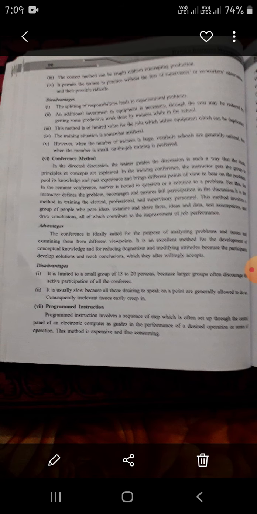Next, programmed instruction, the seventh method. Programmed instruction involves a sequence of steps which is often set up through the central panel of an electronic computer as guides in the performance of a desired operation or series of operations. This method is expensive and time consuming. So these are the seven important methods, the on the job and the off the job methods. These are the important off the job training methods that can be taken into consideration.